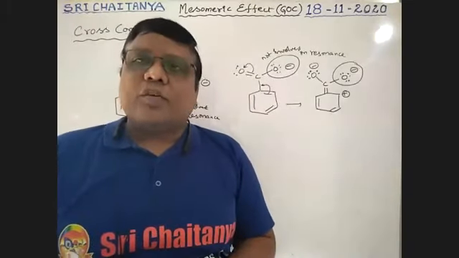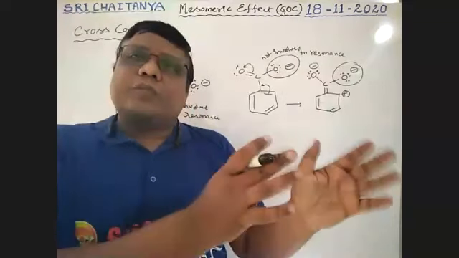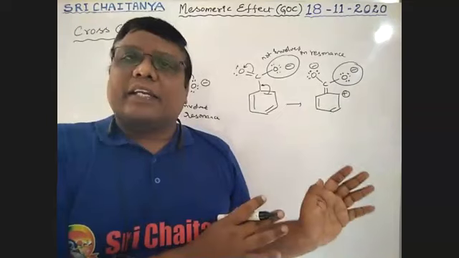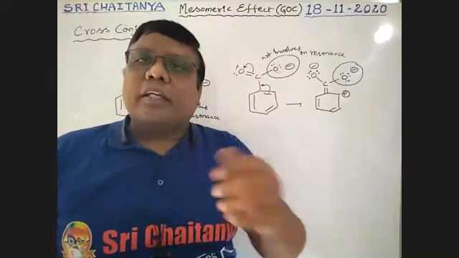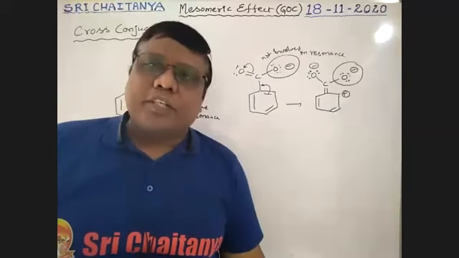That type of conjugation is called cross conjugation. One is neglected, only another is possible. One direction is neglected, only another direction is possible. That type of conjugation is called cross conjugation. Let us take an example statement. See here.